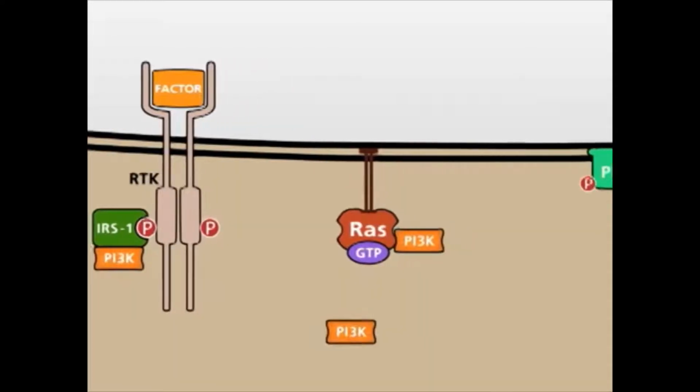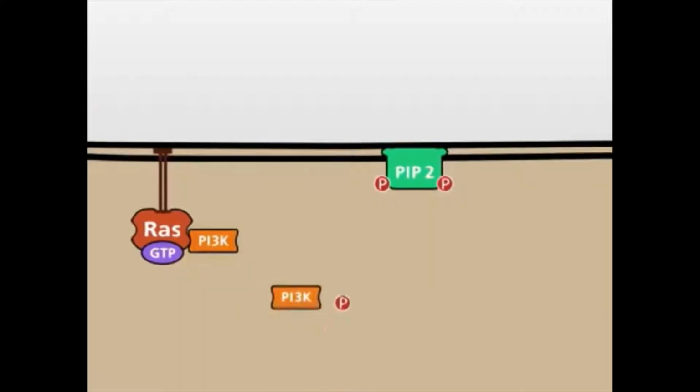The active PI3 kinase migrates to the inner side of the cell membrane and binds to phosphatidylinositol 4,5 bisphosphate or PIP2, which is a regular component of the membrane and is anchored by its 2 fatty acids in the lipid layer of the membrane. PI3 kinase is able to phosphorylate PIP2 to PIP3. PIP3 can activate the kinase ACT, which is also called protein kinase B and was named after its homologous protein in the retrovirus ACT8.